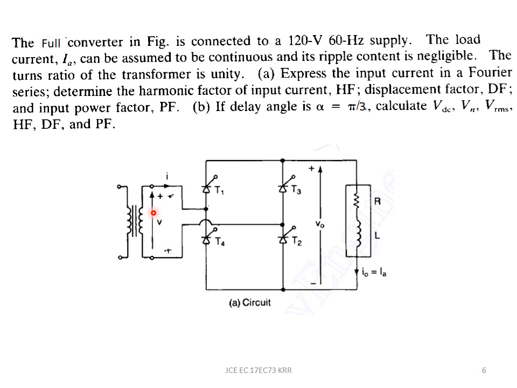Express the input current in Fourier series and determine the performance parameters such as harmonic factor of the input current HF, displacement factor DF, and input power factor PF. So this is the same thing we did for your half wave bridge converter, that is semi-converters. And part B we will see later, where we have to substitute the value of pi by 3 to evaluate VDC, VN, RMS, VRMS, HF, DF and PF.